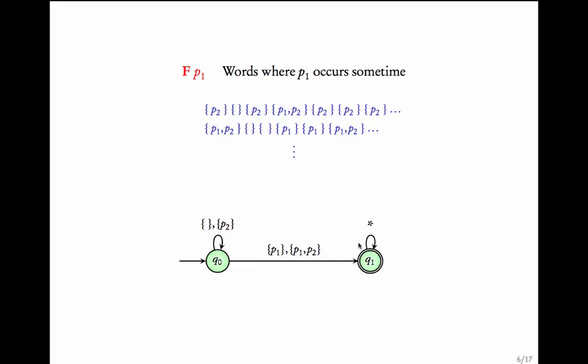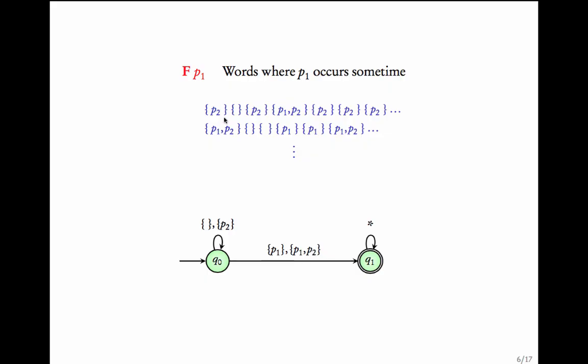The moment there is a letter containing P1, so there are 2 letters containing P1, either just the set P1 or P1, P2. The moment the automaton sees one of these 2 letters, it goes to an accepting state, and here it can read any letter and stay in the same state. That is denoted by the star. So the star denotes that it can be any letter, either empty set, P2, P1 or P1, P2.